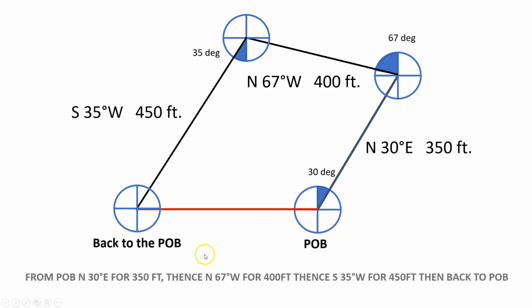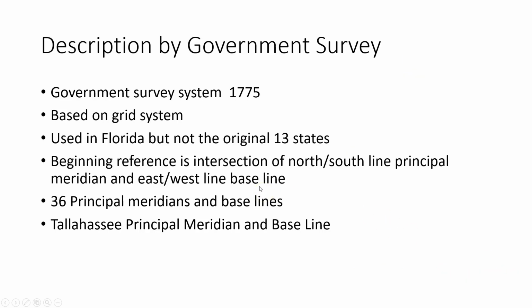And then I would write the description something like this. From the point of beginning, head north 30 degrees east for 350 feet, and then north 67 west for 400 feet, thence south 35 degrees west for 450 feet, then back to point of beginning. That's how it is written on the legal description. That's metes and bounds. We're talking now about description by government survey, which is the government survey system, sometimes called the public land survey system.